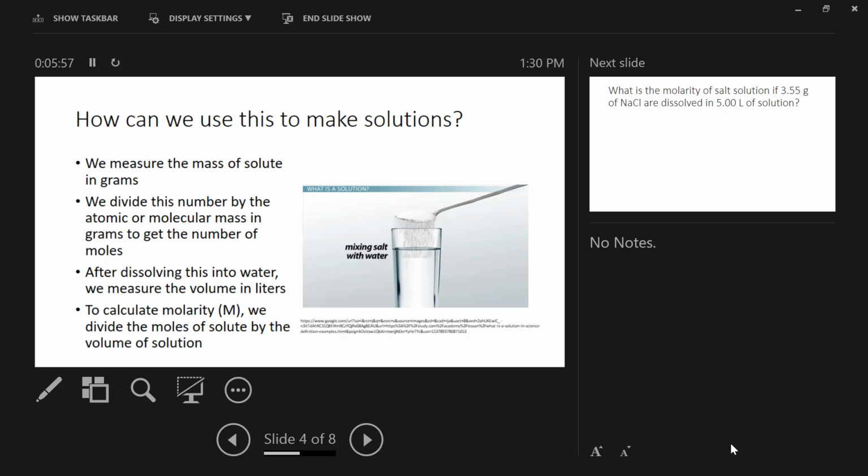Okay, so then to calculate the molarity, we divide this number, right? We got this number in moles, by this number, the volume of the solution in liters. We saw on the previous slide, moles of solute divided by liters of solution equals molarity.